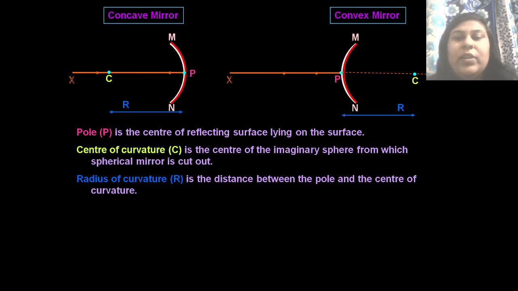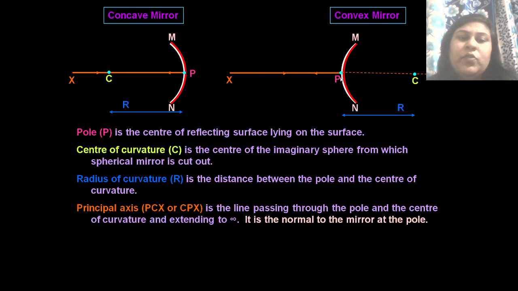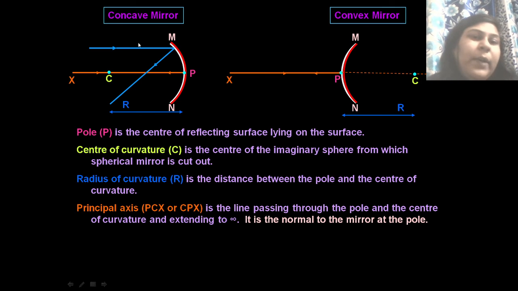And now the next term is principal axis. The line joining the pole and center of curvature is known as the principal axis. Now the next term is principal focus. For that we take a ray that goes parallel to the principal axis, and after the reflection it goes through a point on the principal axis, and that point is known as the principal focus.